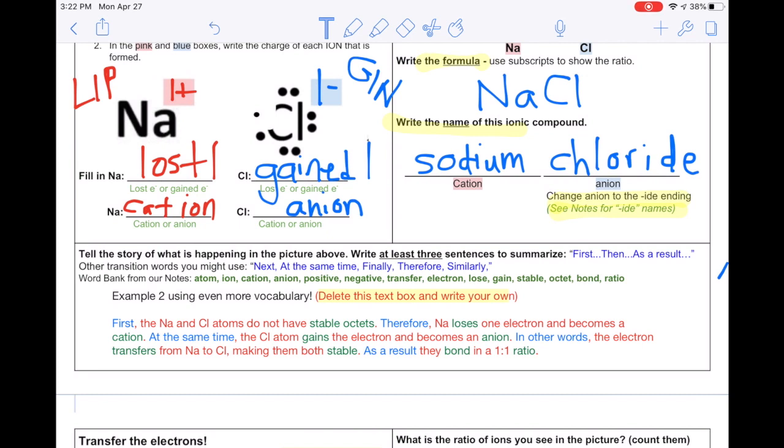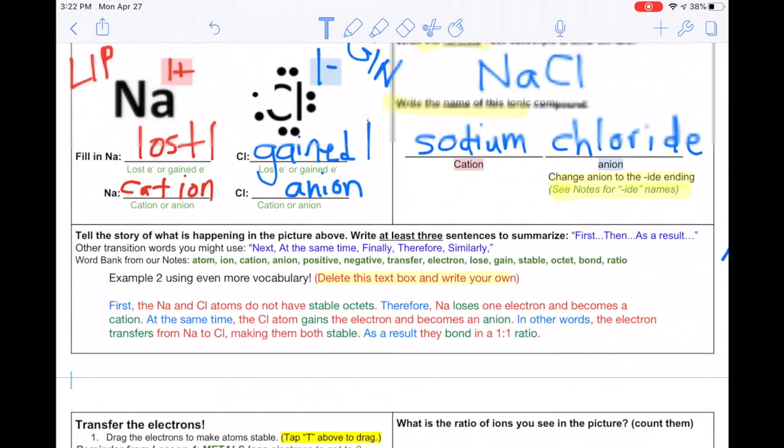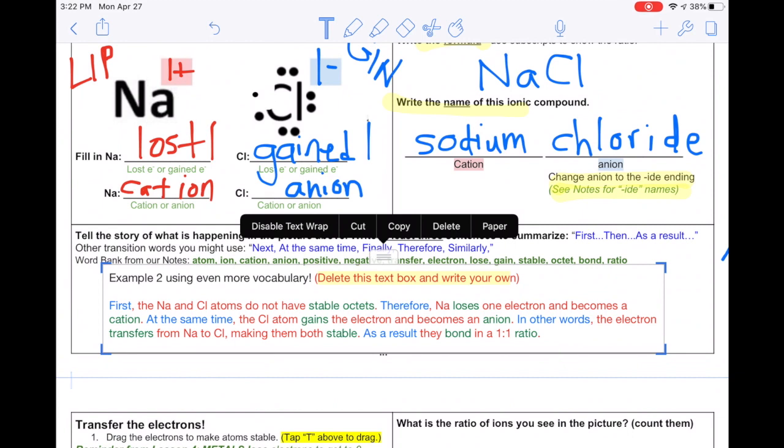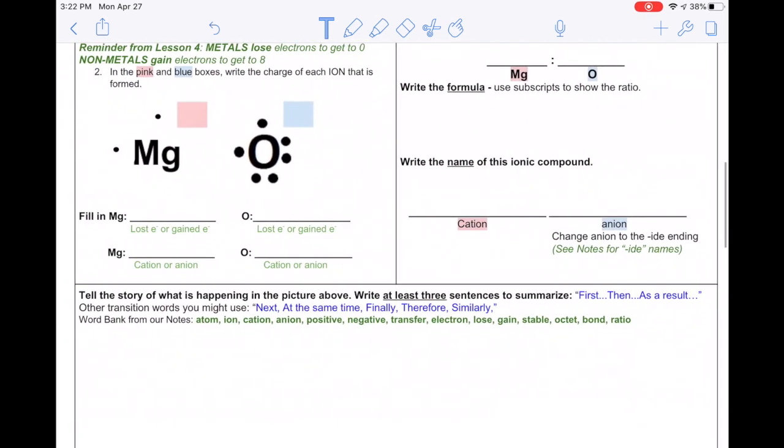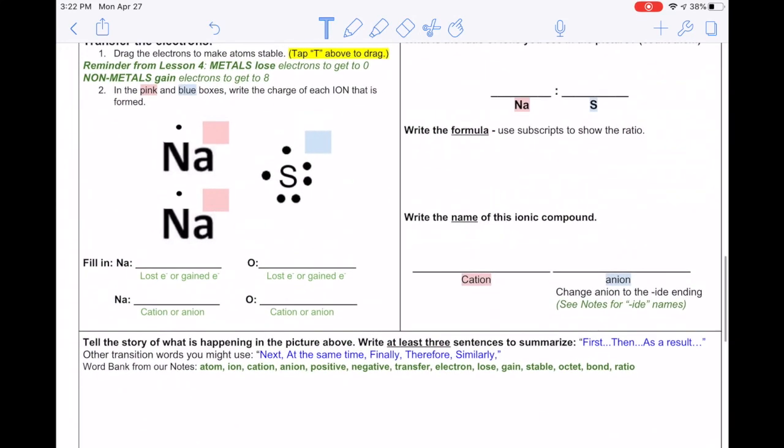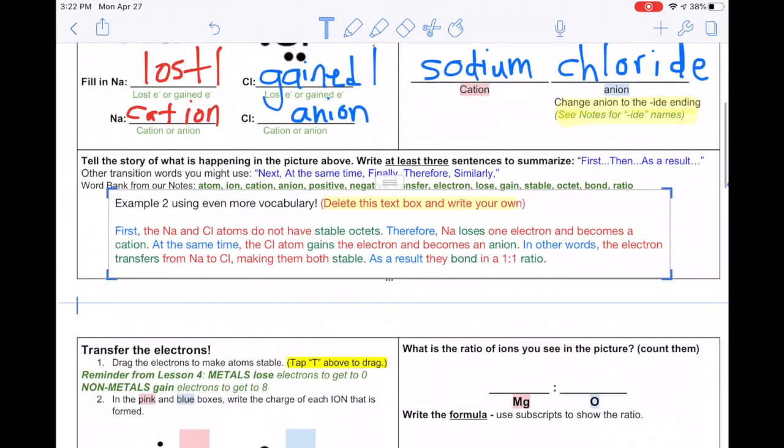So it's okay if you leave this one and just go to the next, or you can delete this text box and try your own here. But if you don't try it here, then you will want to, for sure, do a good job on telling the story for the next 2 pictures. All right, but use this one as the example.